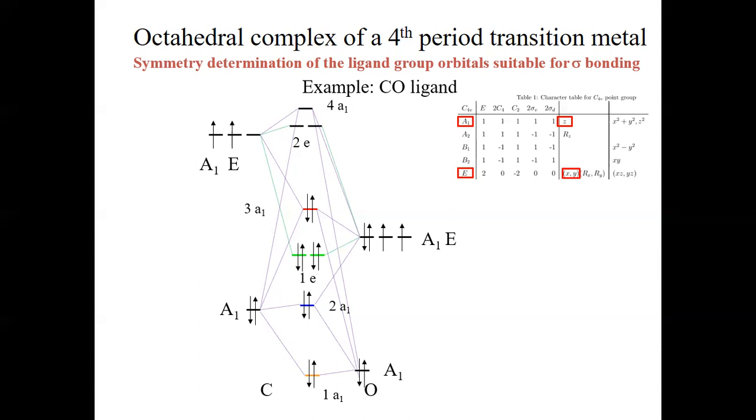So next we looked at the ligand, and we chose CO as an example ligand, and we constructed the molecular orbital diagram of our ligand, and we found that this orbital here, the 3A1 orbital, is the highest occupied molecular orbital that we would use for sigma bonding.